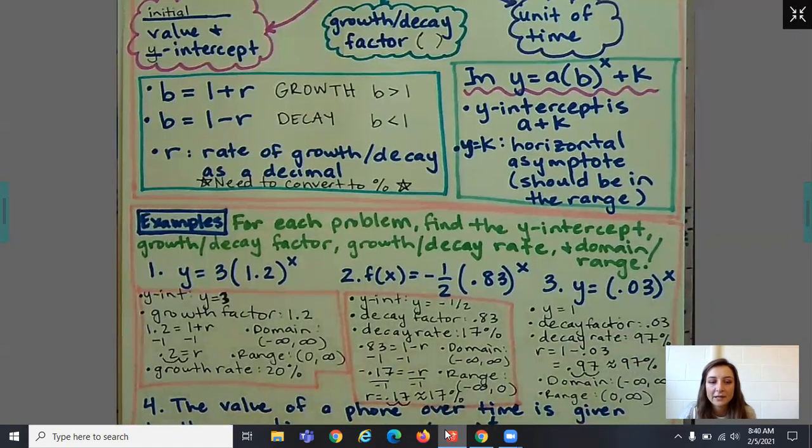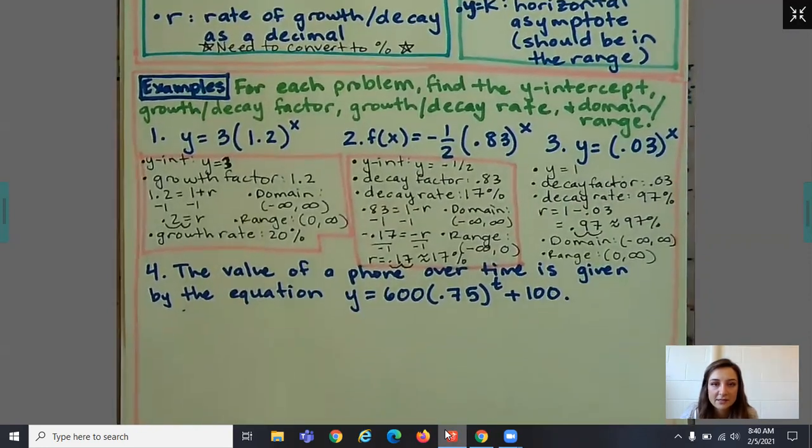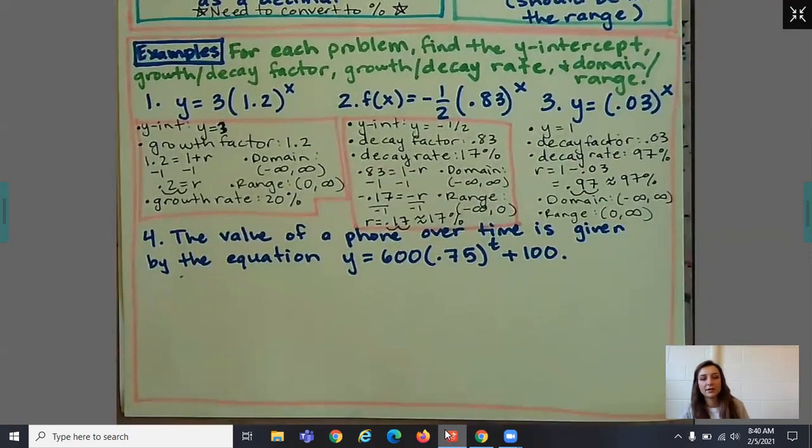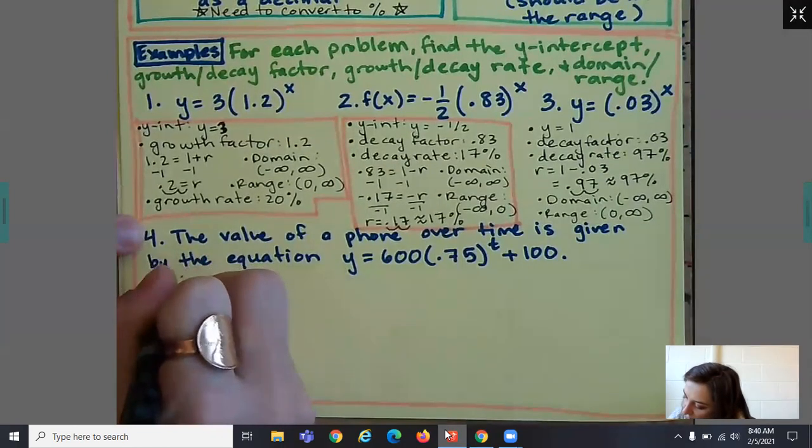Okay, we're going to look at one last problem here, and this is an application. So we're looking at the value of a phone over time that is given by this equation here. So the very first thing that we're going to look at is the y-intercept, or the initial value, and let's just call it the initial value in this case.